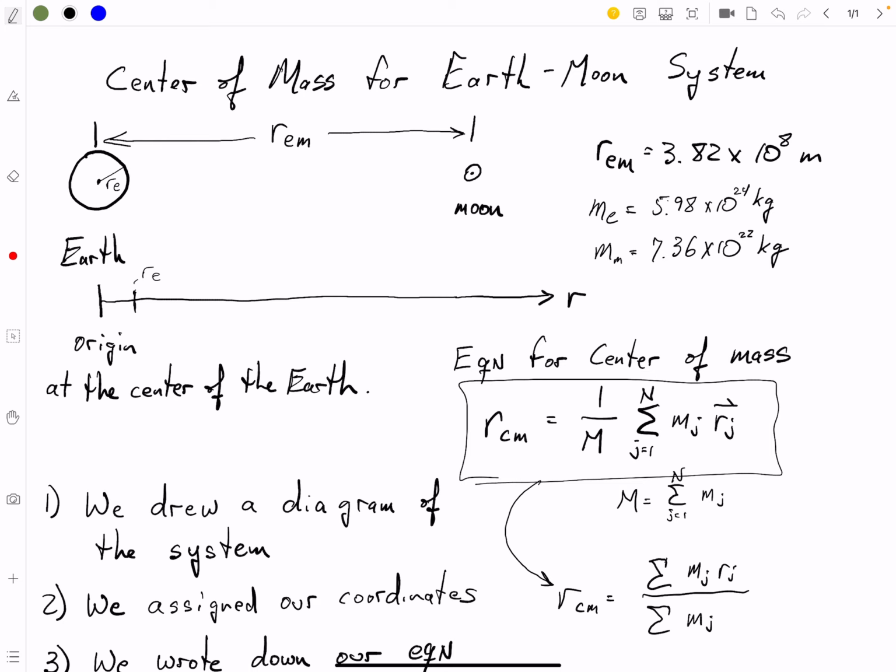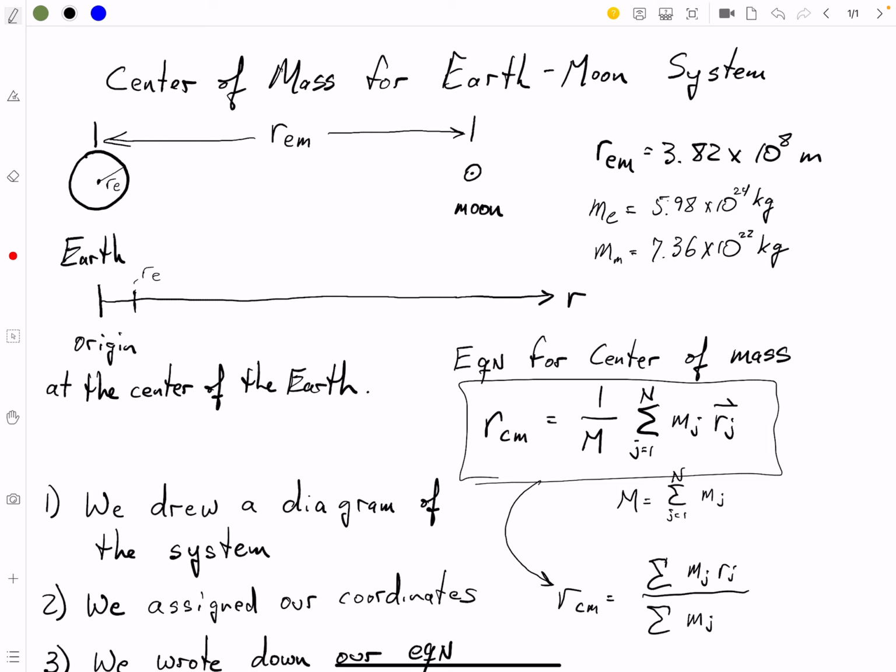Everything else we don't really care about. So here we go. We've got the radius from the center of the Earth to the moon, and of course the moon goes around the Earth. And so that's why we're doing it this way.